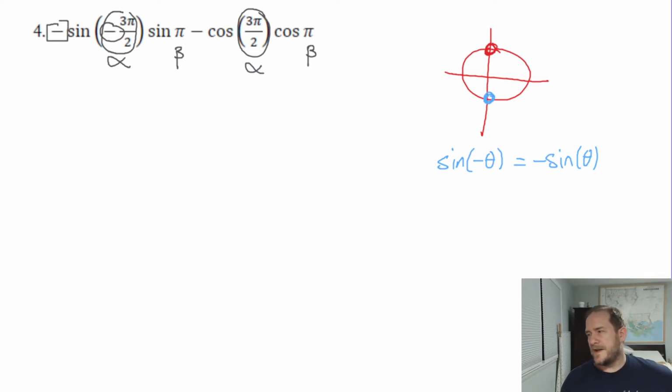So this is a lot of negatives getting thrown around, I know. But to simplify this first sine factor, it would go negative. We'll go ahead and change this angle to positive 3 pi over 2.